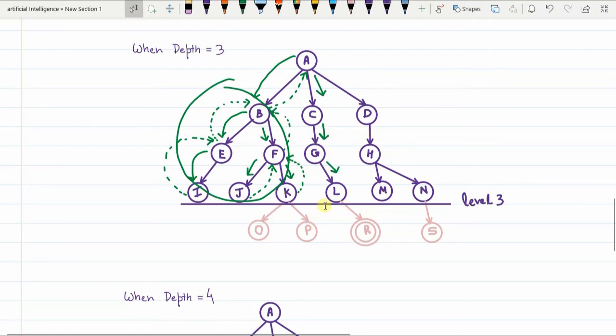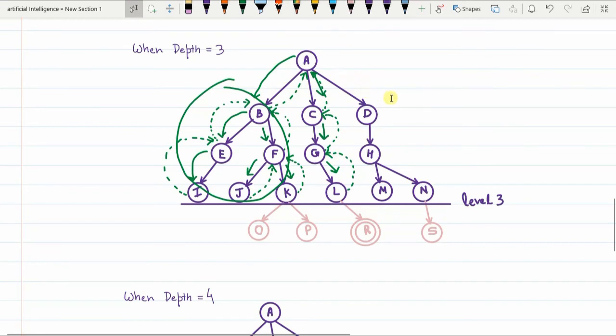We realize that L is not a goal node and L also does not have child nodes, so we have to backtrack to G. Reaching G, we realize that G does not have any alternate path, so we backtrack from G to C. Here also C does not have any alternate path, so we go back to A. After reaching A, we know that this path and this path are already explored and there is only one more path left to be explored.